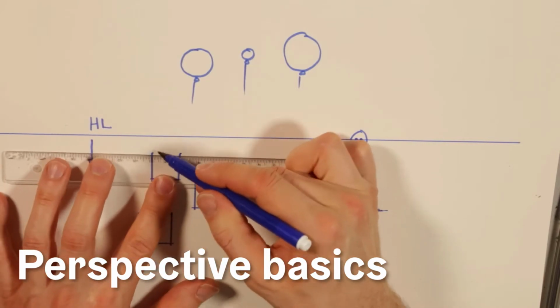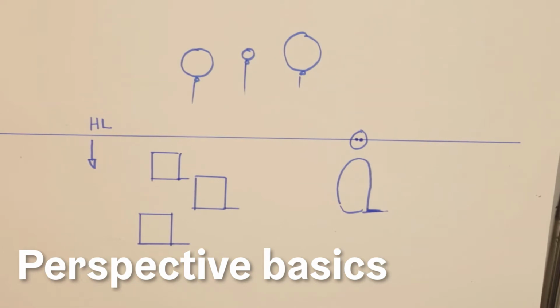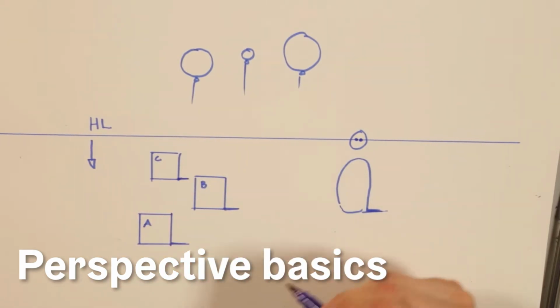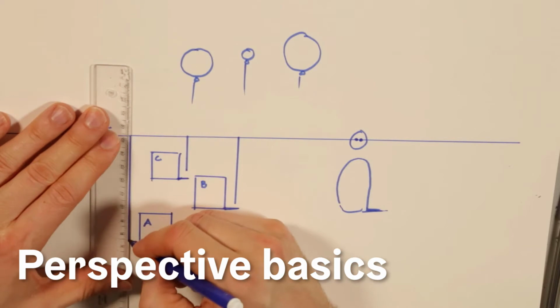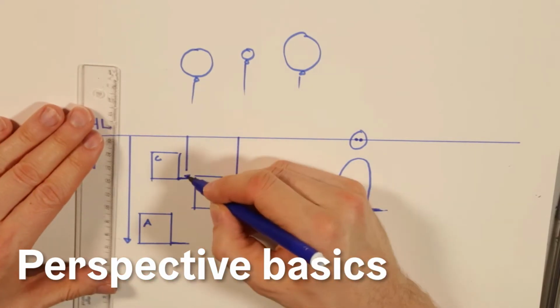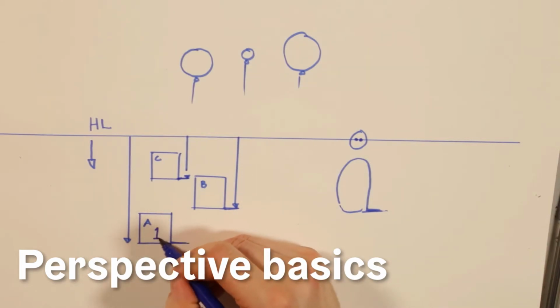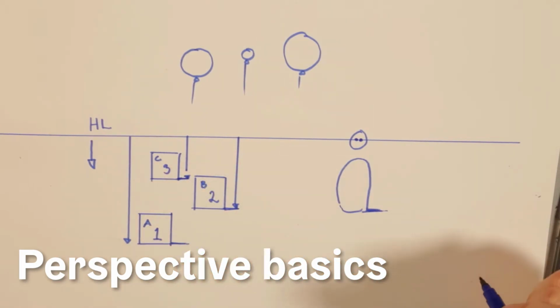These squares are all touching the ground. I have indicated it with the shadow. We can now decide how far away they are by looking at their distance from the horizon line. The farther the bottom of the box is from the horizon line, the closer it is to us. So this would be the closest, this would be the second closest, and this would be the third.